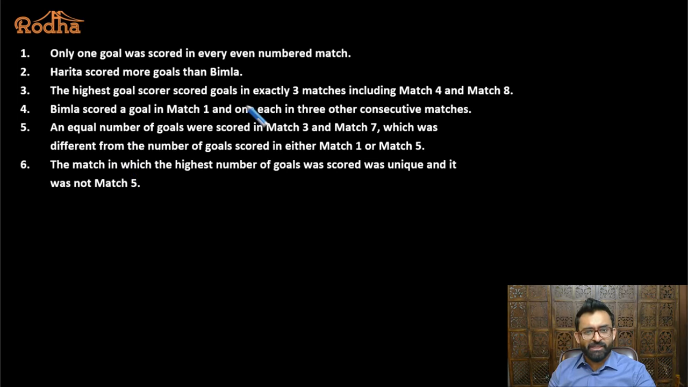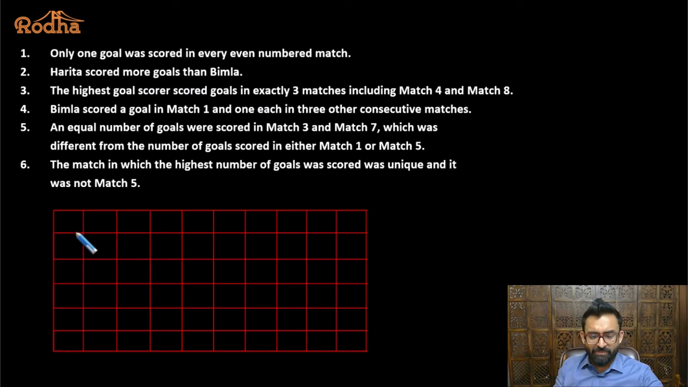Obviously, we have to draw a table match wise. There are 8 matches played, match 1 to match 8, and 4 players A, B, H, S. So let's draw a table. This is A, this is B, this is H, and this is S. I'm going to write match 1, match 2, match 3, match 4, match 5, match 6, match 7, and the last one is match 8, and here I'm going to write total goals scored. Okay, that's what we have as of now.